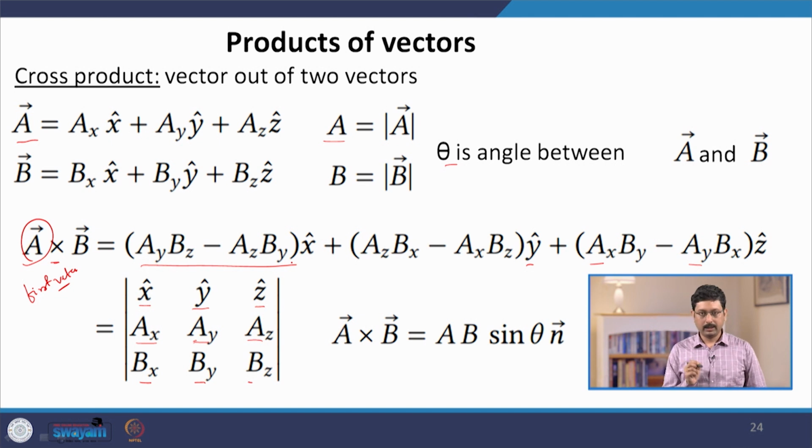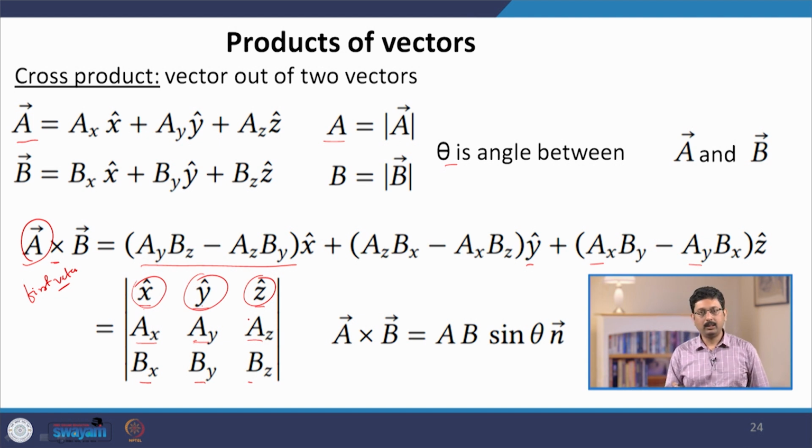But remember, this is just a kind of pretension, because in a matrix all elements are numbers, whereas these are not just simple numbers, they are vectors, they are not scalar quantities. So, this is just a mathematical convenience, but this is not a determinant of any matrix.